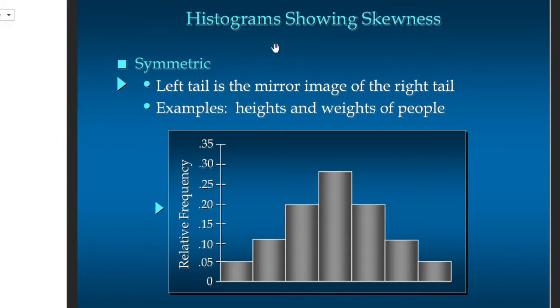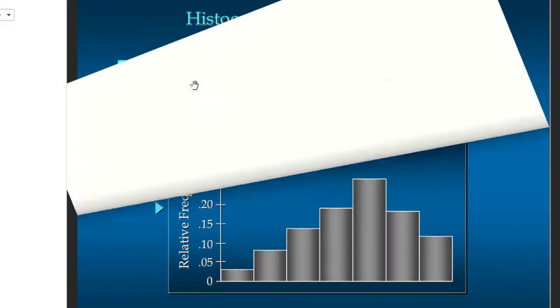Now let's talk about the skewness. If it's right in the middle, and about the same on the left and right side, we call this symmetric. This is the left tail part, and this is the right tail part. If they're about the same, then it's called symmetric.